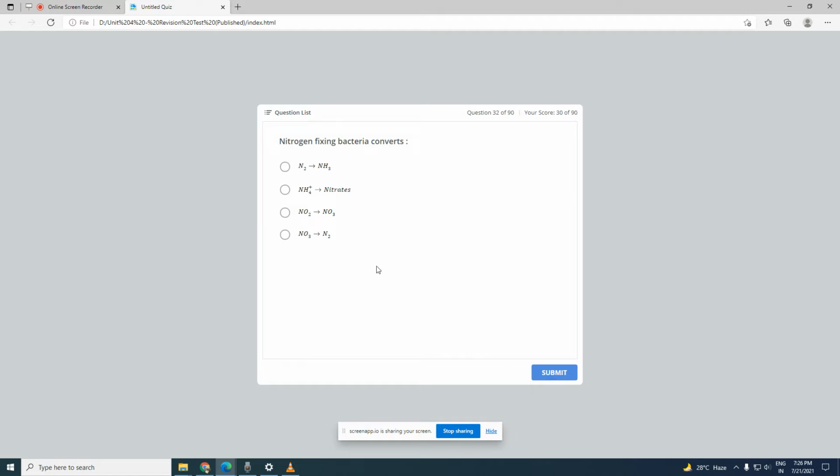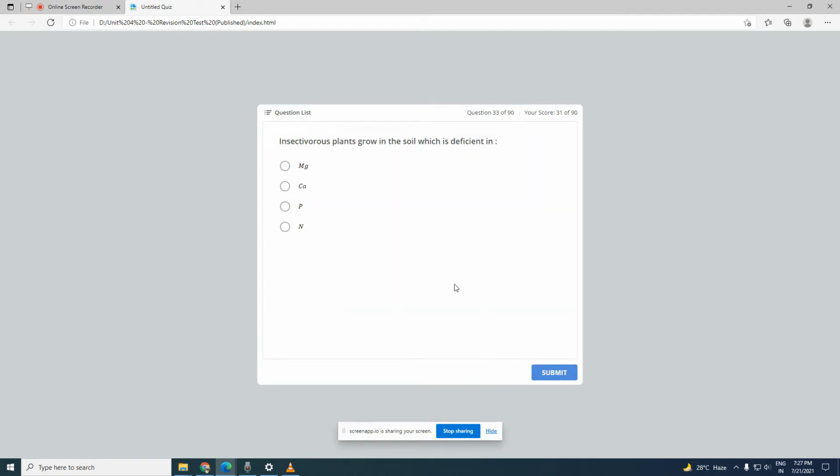32nd question. Nitrogen fixing bacteria convert nitrogen to NH3, that is ammonia, NH4 plus to the nitrates, or NO2 to NO3, or NO3 to NO2. Which is the right answer for the 32? So the right answer, it converts nitrogen to ammonia, N2 to NH3. That is the right answer.